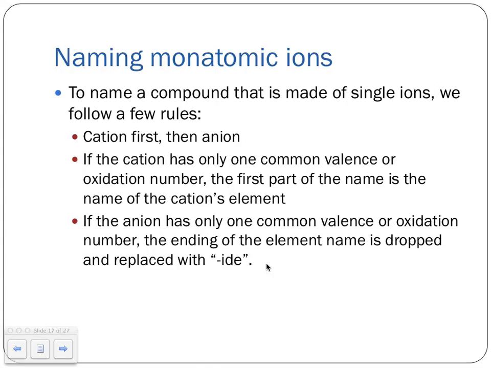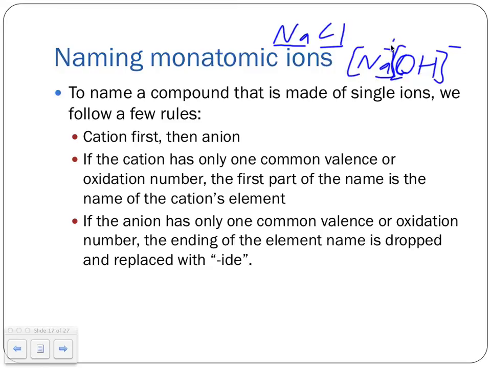Next thing we want to look at is naming monatomic ions. So whenever we name a compound that's made of single ions, and we say single ions, we mean no polyatomic ions. So we could have the situation where we had NaCl because we have a sodium ion and a chlorine ion. We would not use a situation where we had a polyatomic ion. This would not necessarily work if we had, let's say, NaOH, where the OH is the anion and the sodium is the cation right here.